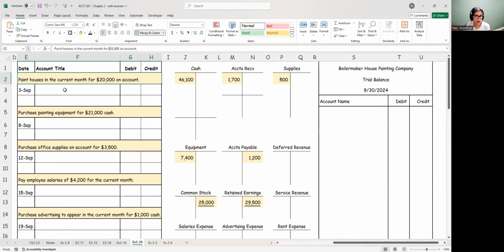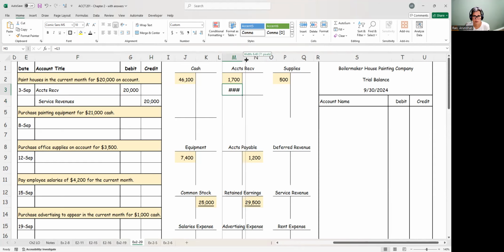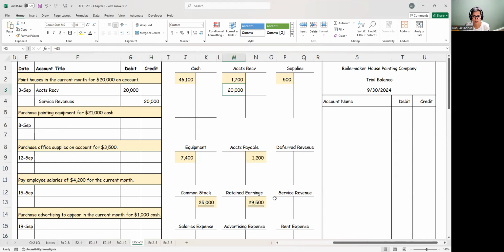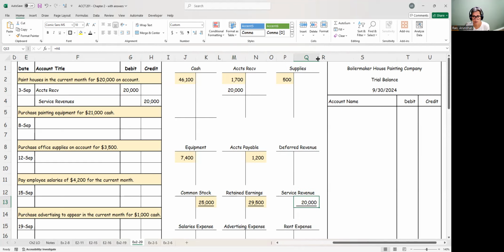So accounts receivable is the asset I will debit. That tells me that I will get money from my customer in the future. And the reason I'm getting the money is because I have done the work. So I'll credit service revenue. And that's $20,000. Accounts receivable debit, I will go ahead and post it over here. And service revenue credit, $20,000. Move this over here. Okay.